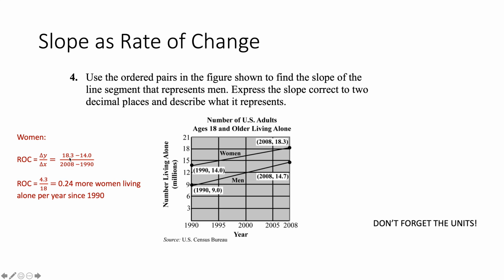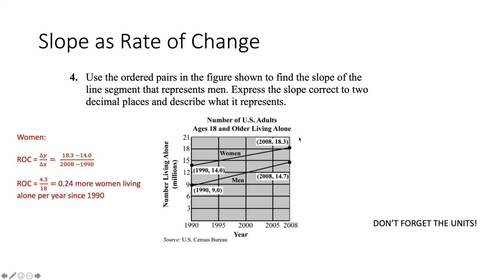So what we have here is 18.3 minus 14.0, the change in the y, over 2008 minus 1990, the change in the x. I get 4.3 over 18. I divide by a decimal, and I get 0.24, because it said round to the nearest hundredth, 2 decimal places. So there are 0.24 more women living alone per year since 1990. Not more than men, but more women compared to what women used to do in living alone.